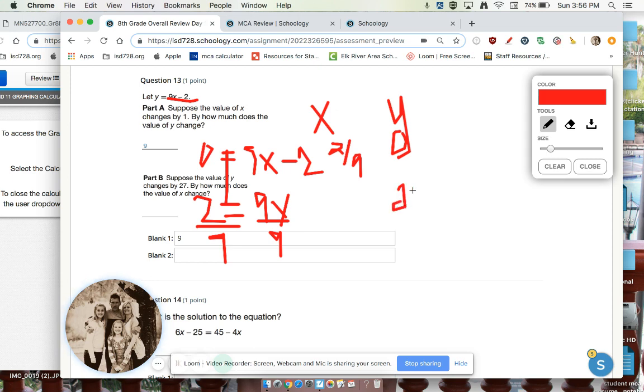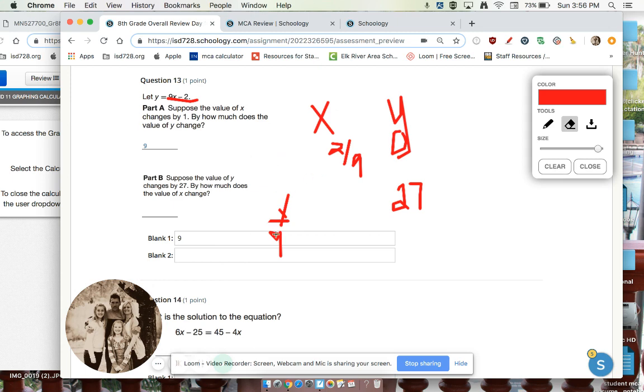So now I'm going to put a 27 in. 27 has to be my y. Let's see if I can erase some of this. It's just very slow. So now I have to figure out what my x would be. So I'm going to do the same thing I did with my 0. I'm going to say 27 is equal to 9x minus 2.